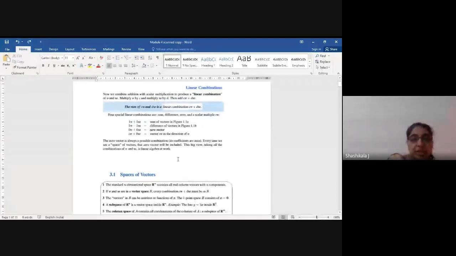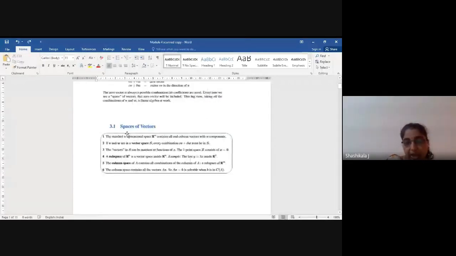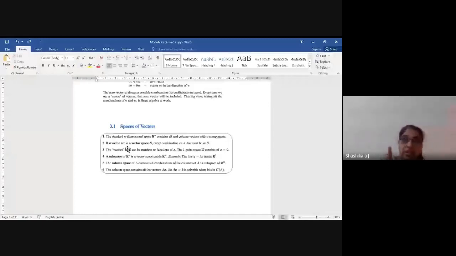And vector spaces are usually denoted in the dimension of Rn. R means here the set of real numbers. N is the dimension, so R2 means there are two elements in a vector. Okay.